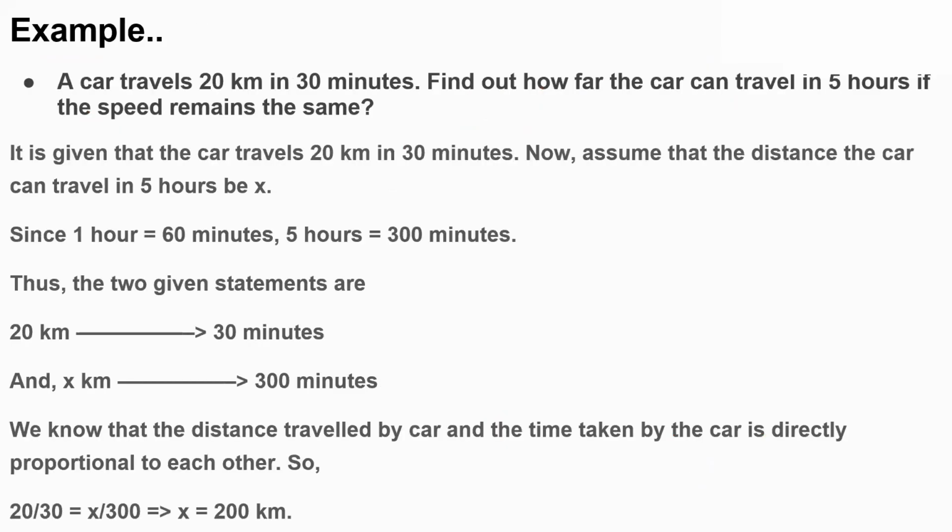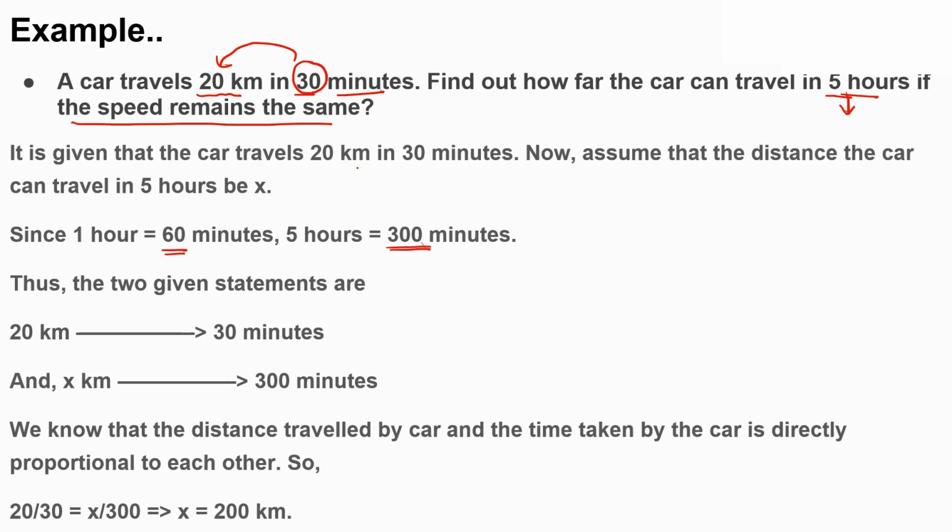Now, I'm going to give one more example for that. A car travels 20 kilometers in 30 minutes. Find out how far the car can travel in 5 hours if the speed remains the same. Look, in 30 minutes, it's traveling 20 kilometers. Now, one main thing: because they are in minutes, I have to convert 5 hours into minutes. What is 5 hours? 1 hour is equal to 60 minutes. It means 5 hours is equal to 300 minutes.